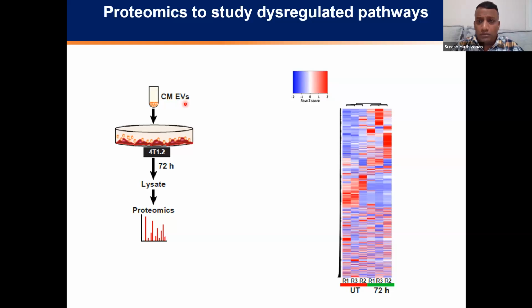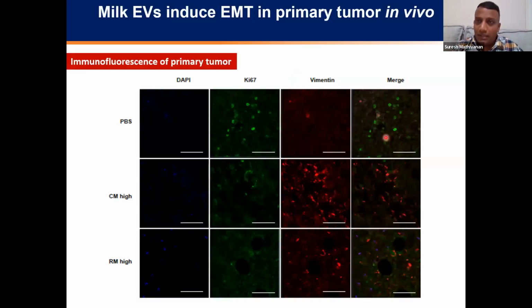So we wanted to quickly see what pathways are perturbed in these cells. What we did is we took the commercial milk EVs, treated 4T1 cells, made a lysate, and then did proteomic analysis to see what pathways are changed. To cut the long story short, we found that the epithelial mesenchymal transition pathway was changing, as well as cellular senescence, in this proteomic analysis. So we validated that in the primary tumor by immunofluorescence.